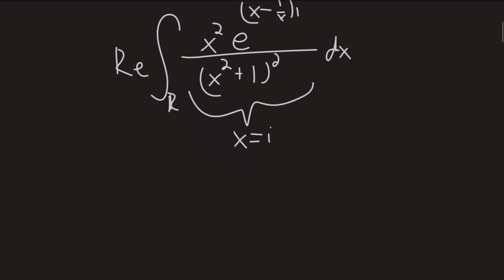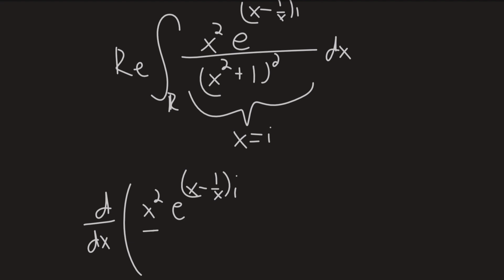What we're going to do then is, by the residue theorem, our residue is going to be equal to the derivative with respect to x of x squared times e to the x minus 1 over xi over (x plus i) squared. And that's just because we're multiplying by (x minus i) squared on the numerator, just by the formula, so that we can actually calculate the residues and we don't get nasty zero things.